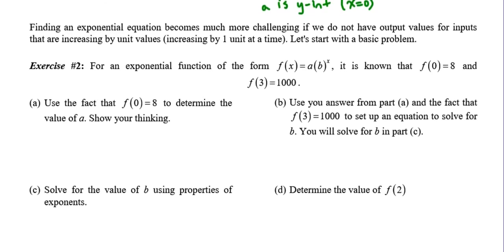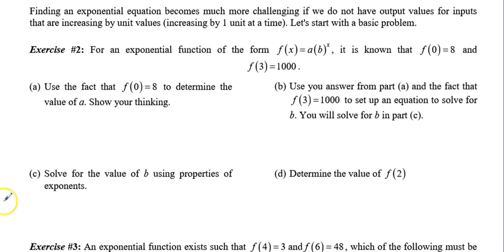So in our next example, we have a little more of a challenge. We know that f of 0 is 8 and f of 3 is 1,000. This is a little challenging because these aren't consecutive points. It's a gap of 3, but we can figure this out. And we know what the y-intercept is, so that's important. It says, use the fact that f of 0 equals 8 to determine the value of a.